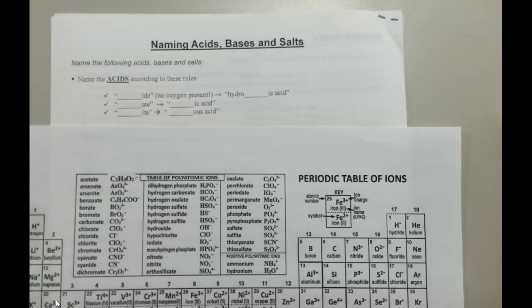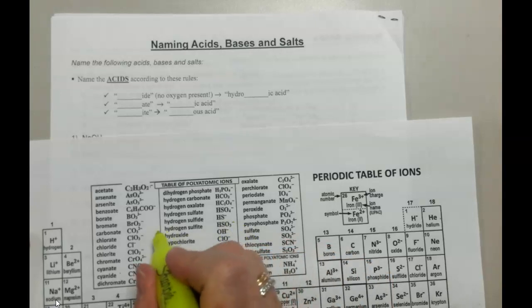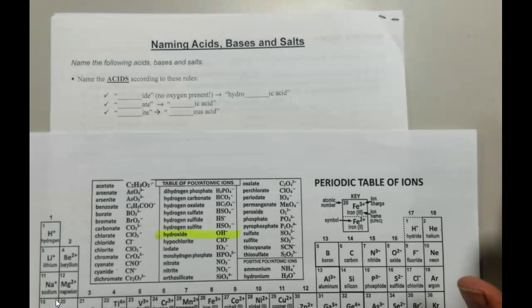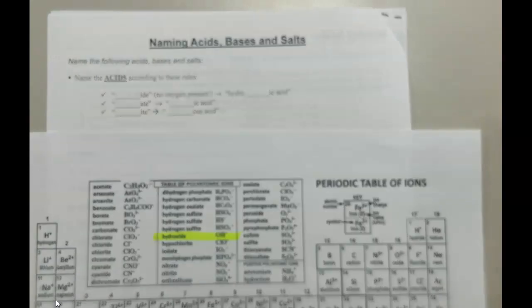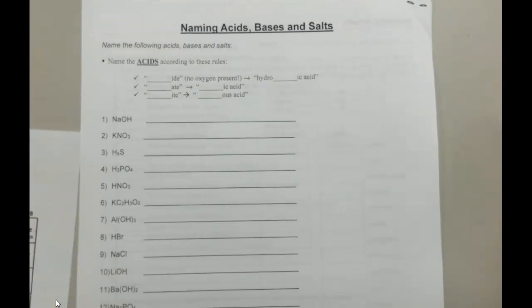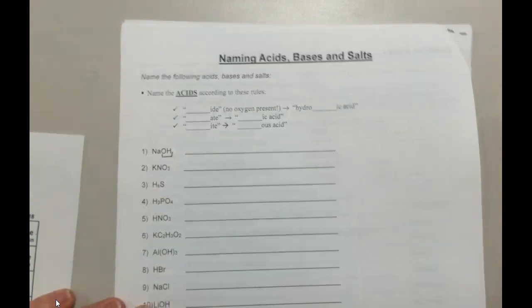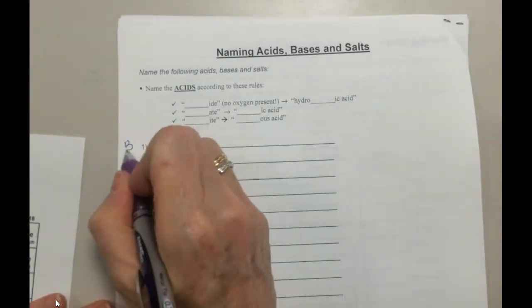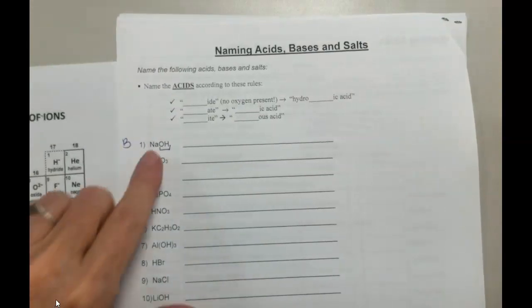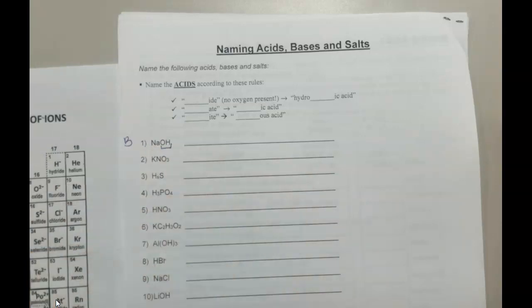Well, let's recall that all bases end in hydroxide, okay? All bases end in hydroxide. All right. So if I see that OH, right, that's my indication I have a base. So all I have to do is look up the metal ion and then add hydroxide.